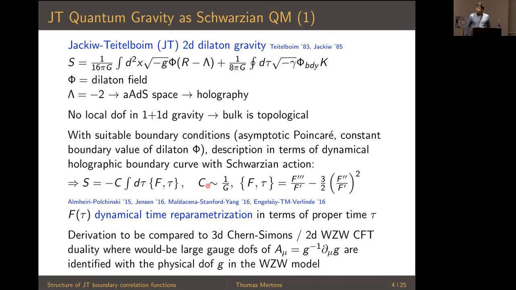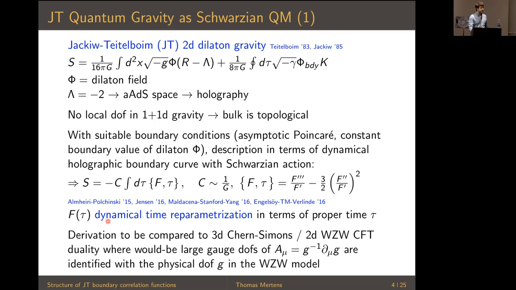Now, this derivation that I roughly sketched here is to be compared to the way you think about 3D Chern-Simons theory on a manifold with a boundary, where the boundary dynamics is governed by the 2D WZW CFT. Because also in that case, there would be large gauge degrees of freedom, where A_mu is g^-1 d_mu g, would be identified with the physical degrees of freedom g in the dual WZW model. So we have the same setup here, large diffeomorphisms that would not leave the boundary invariant. They are physical and they correspond precisely to these dynamical time reparameterizations.